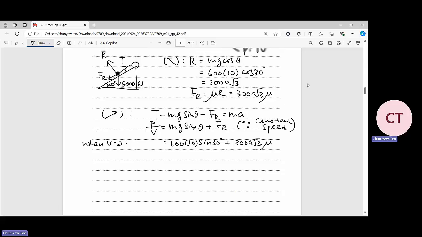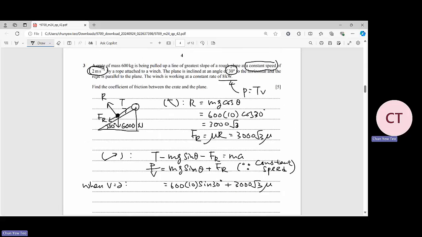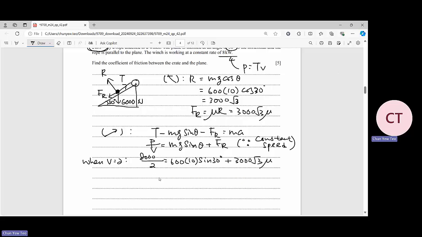The question mentioned that the speed is 2 meters per second, right? So this one, the power is 8,000 watts over 2. So this is what we have. So from here, just use your calculator, then you get your mu. Just press everything using the calculator. Or maybe you can simplify first before we press everything using the calculator.